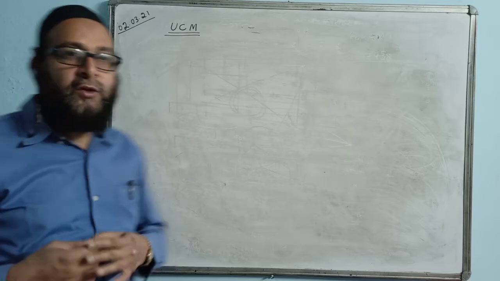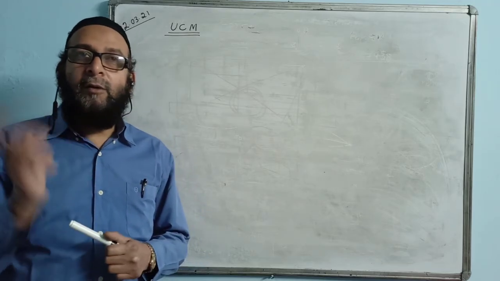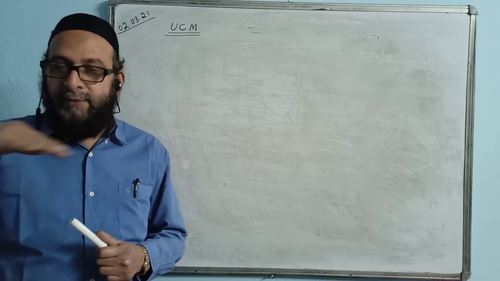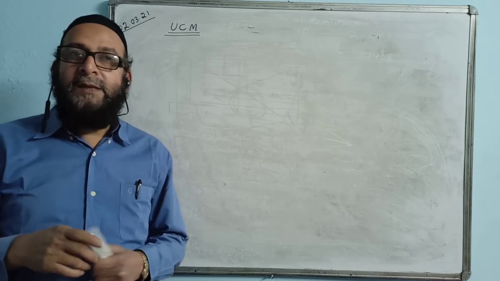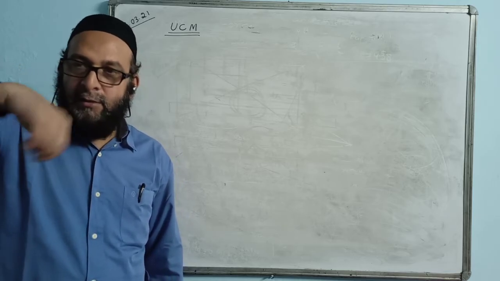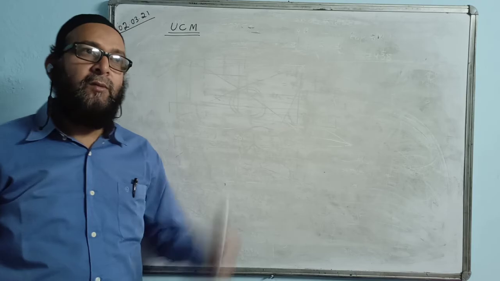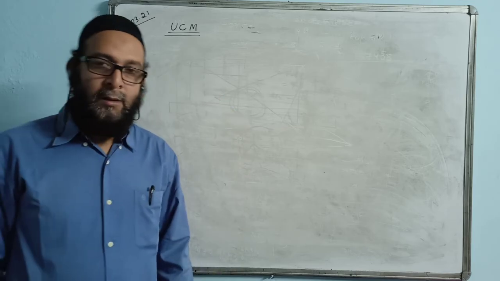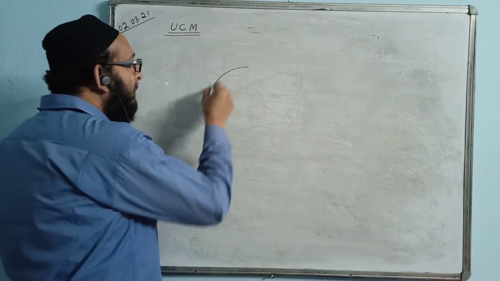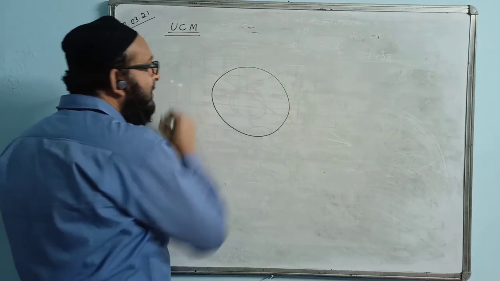What are the examples of UCM? Planets revolving around the sun, electrons revolving around the nucleus with the same speed everywhere. The speed is same. A piece of stone tied to a string and whirling in a horizontal circle like this. They all are the examples of uniform circular motion. Now, in a uniform circular motion, speed will be constant, but not the velocity. You can understand this way.